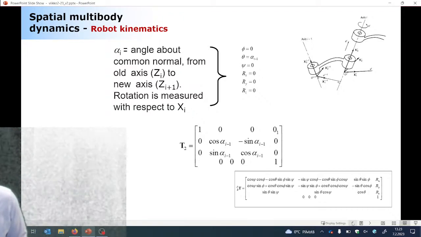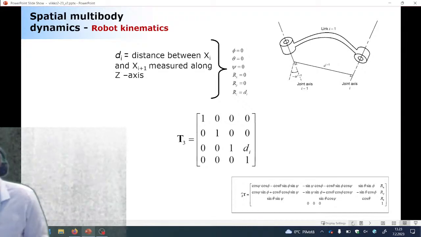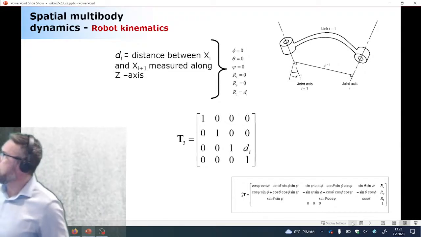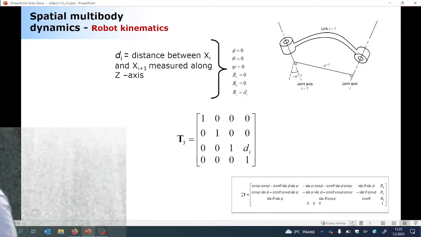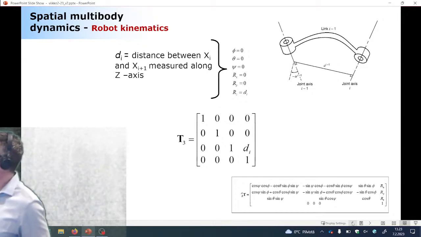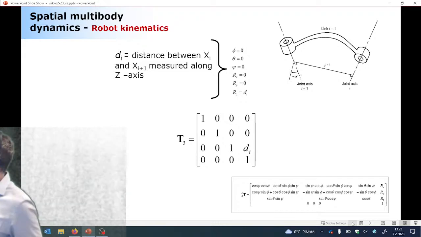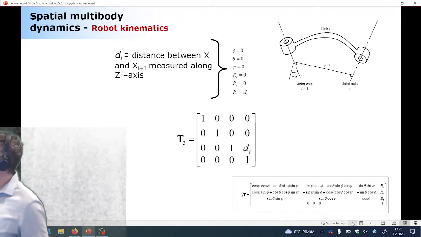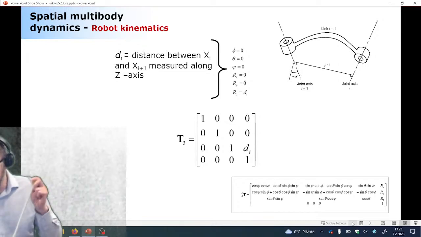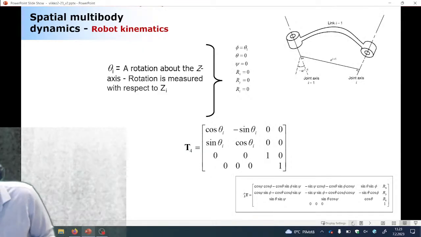Third, we're going to take the distance between the x axes measured along the z. This is the one that is non-zero; the others are zero. So this is this length here. You substitute, and you get our third component.